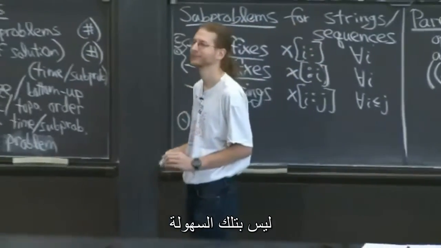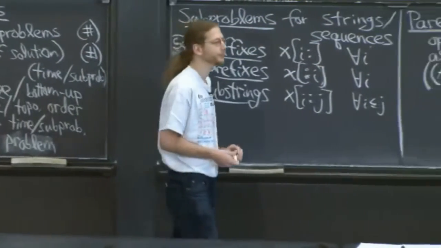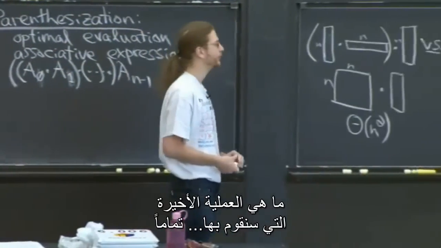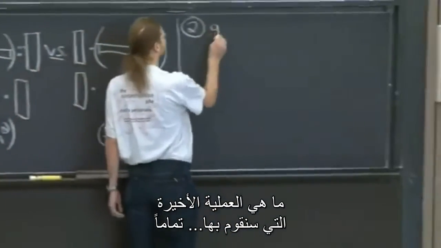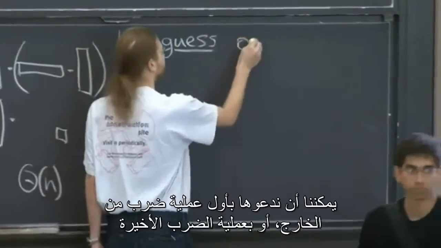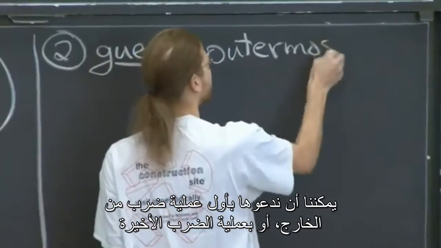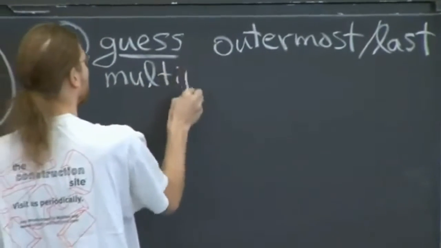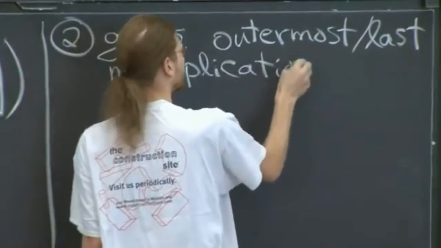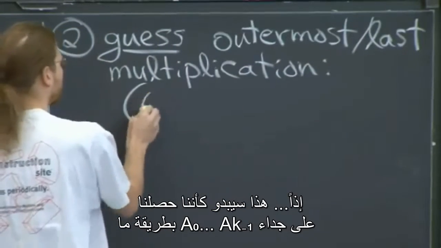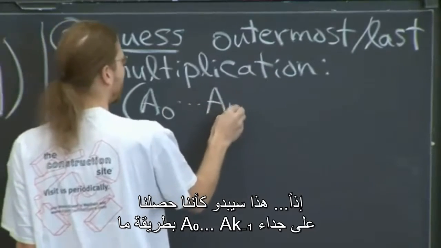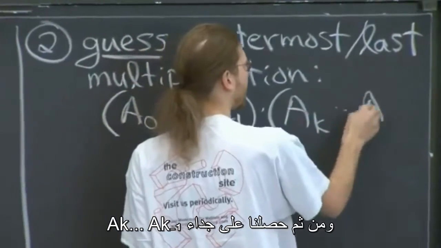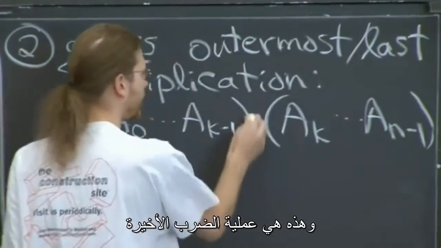It's not so easy. What's the last operation we're going to do exactly? You might call it the outermost multiplication, or the last multiplication. So that's going to look like we somehow multiply a0 through ak minus 1, and then we somehow multiply ak through an minus 1, and then this is the last one.